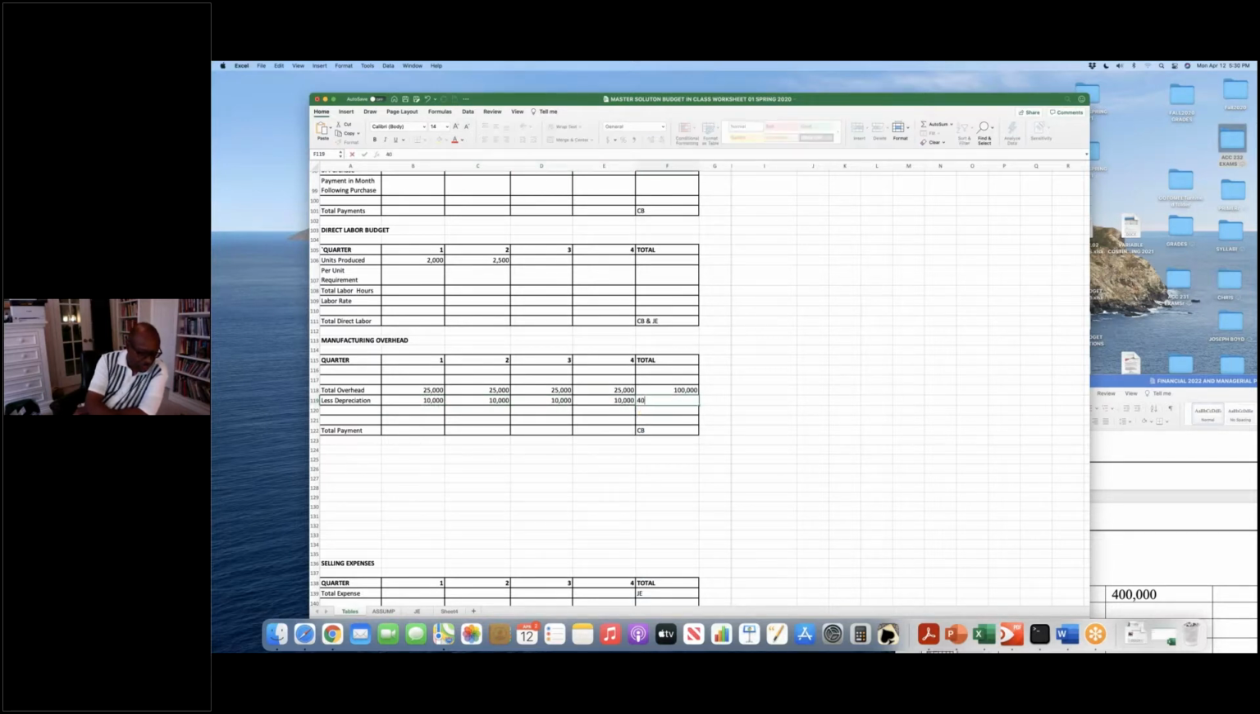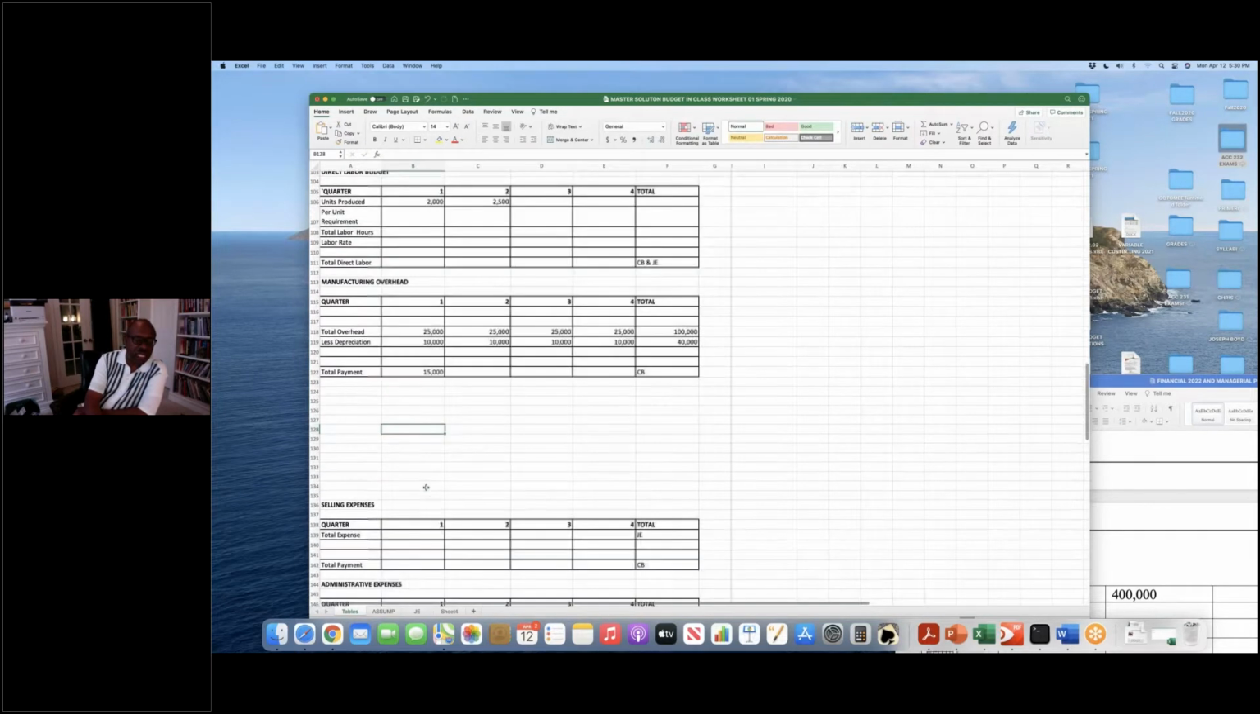So this will be 40,000. And I'll just do the first one. The first amount is what, $15,000. You don't have to pay 25,000. You just got to pay 15,000.